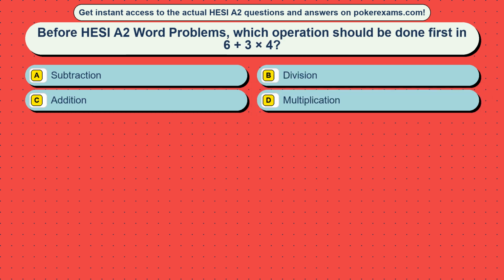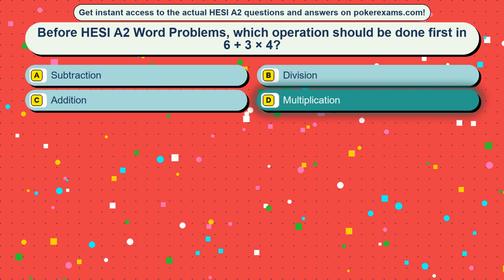Question 15. Before HESI A2 Word Problems, which operation should be done first in 6+3=4? Option A, subtraction. Option B, division. Option C, addition. Option D, multiplication. The correct answer is option D, multiplication.